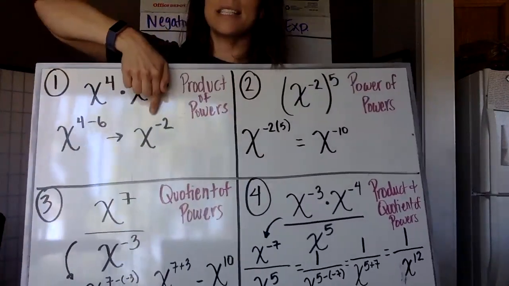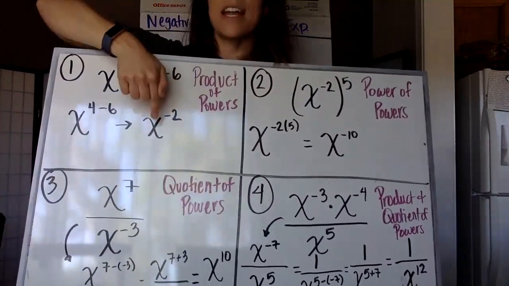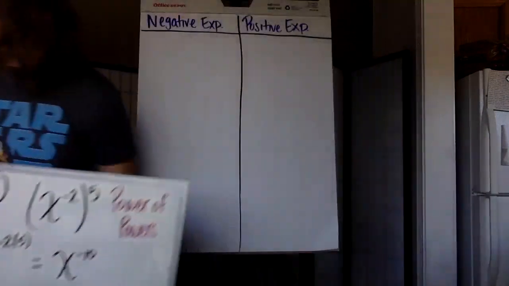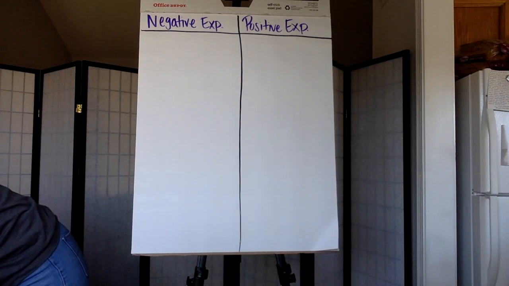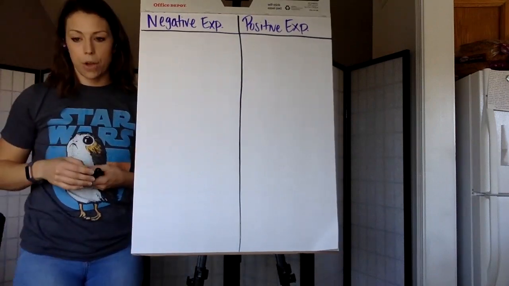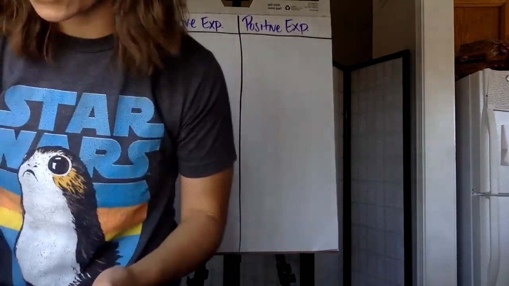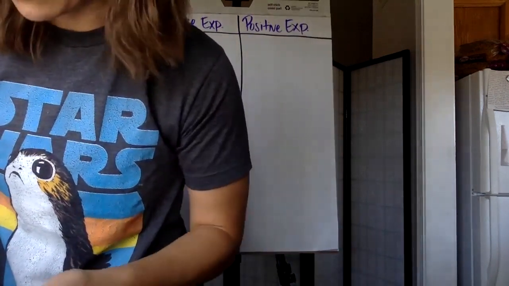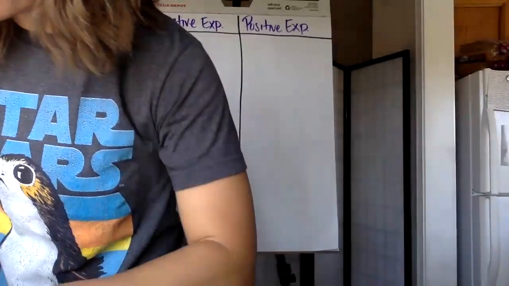So yes, this is a single power, but because of that negative exponent, we're technically not done in our work. So we're going to come back to those. So here's all you have to know, okay? I'm going to keep this very straightforward. We're going to go through a bunch of examples, but here's what you have to know.